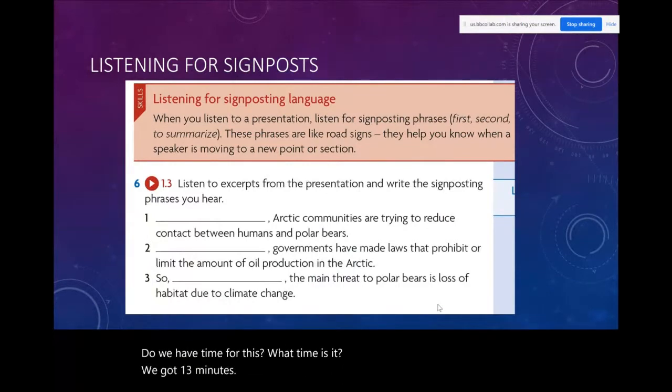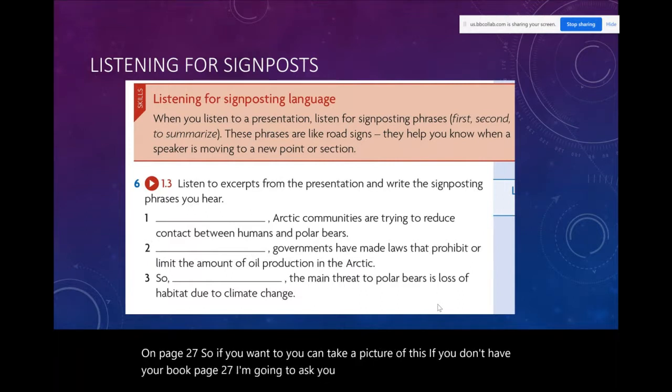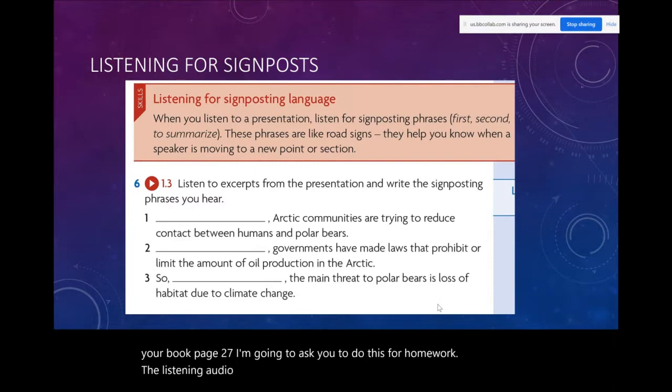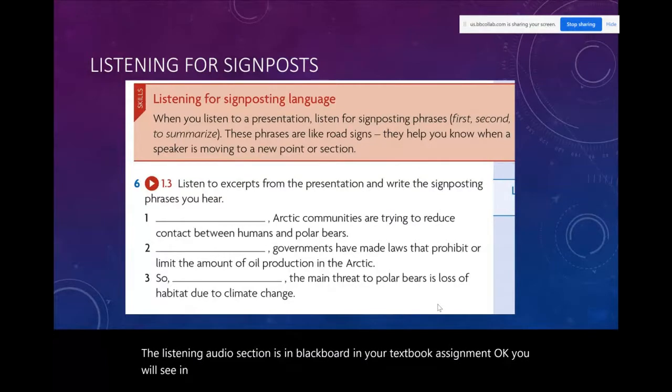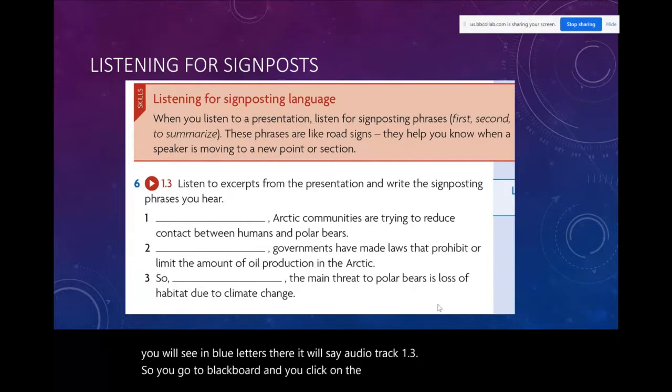There is a section in your book, page 27. So if you want to, you can take a picture of this if you don't have your book. Page 27. I'm going to ask you to do this for homework. The listening audio section is in Blackboard in your textbook assignment. You will see in blue letters there it will say audio track 1.3. So you go to Blackboard and click on the audio track and you can listen to the signposts.